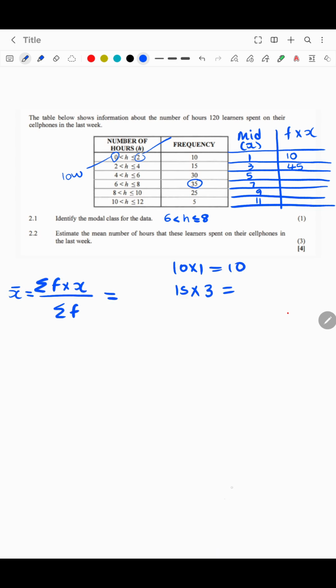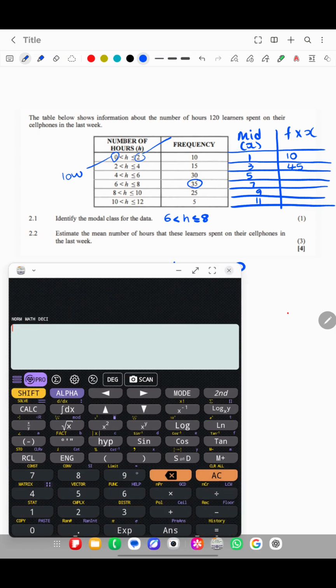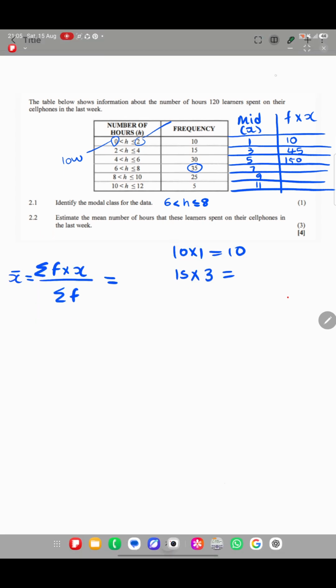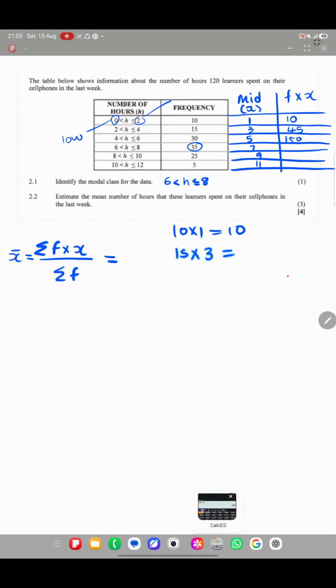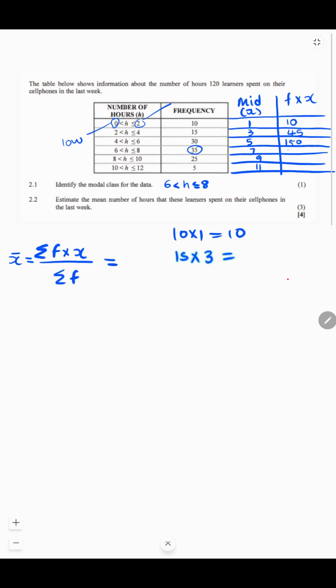Let's multiply here. 30 multiplied by 5 is 150. Then we will have 35 multiplied by 7, 35 multiplied by 7, 245.